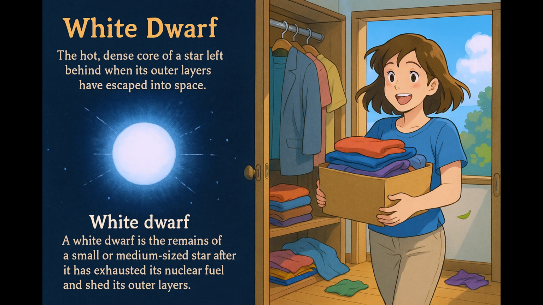Similarly, when a star sheds its outer layers and loses the material it no longer needs, it leaves behind a white dwarf, a dense core of what once was. Just as your streamlined closet represents the core essentials after a big cleanout, a white dwarf is the remaining core of a star, stripped down to its fundamental dense state after shedding its outer layers into space.